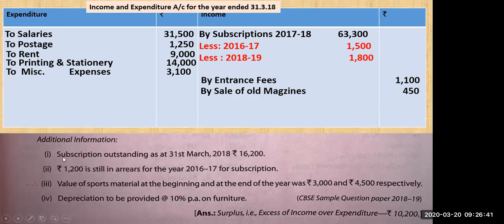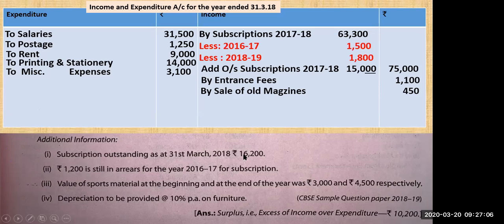First adjustment: subscription outstanding as at 31st March 2018 is 16,200. Current year outstanding will be added to this subscription. So 16,000, sorry, they have taken 15,000. How have they taken 15,000?